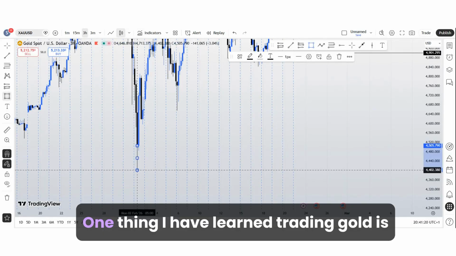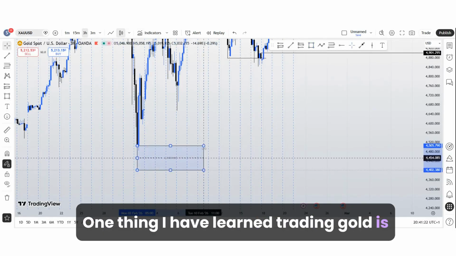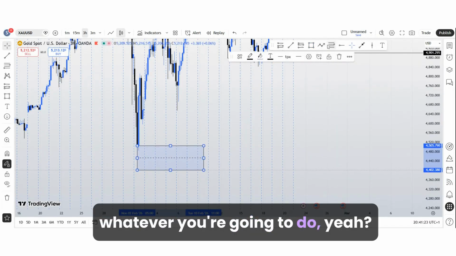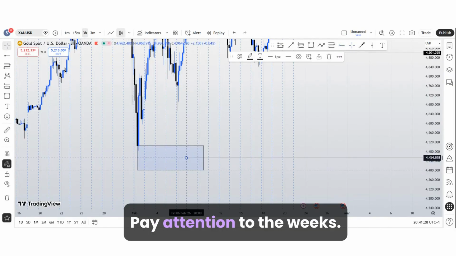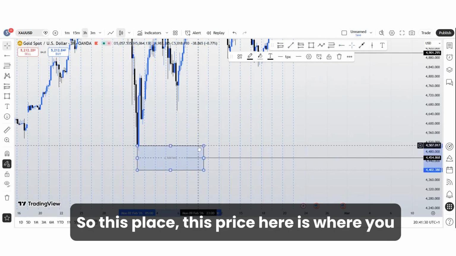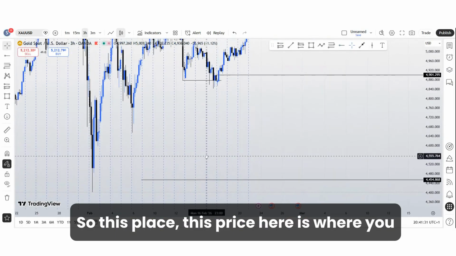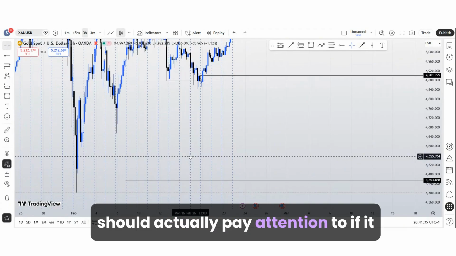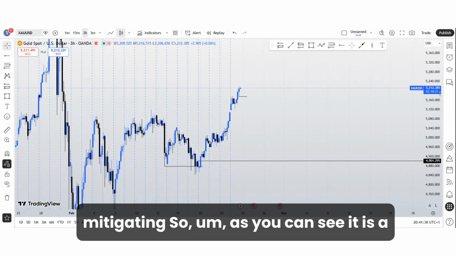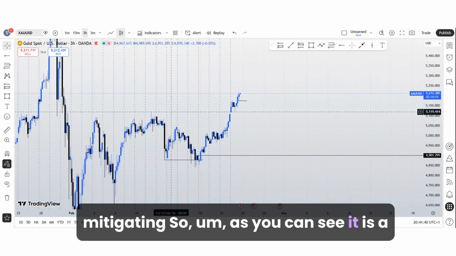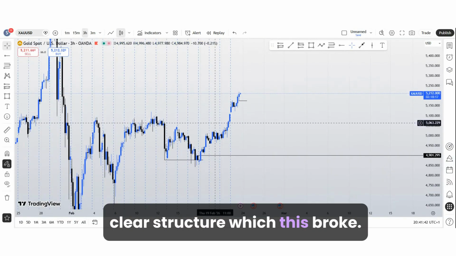week. One thing I've learned trading gold is whatever you're going to do, pay attention to the wicks. Pay attention to the wicks. So this place, this price here is where you should actually pay attention to if it breaks this one, mitigating. So as you can see, it is a clear structure which this broke.